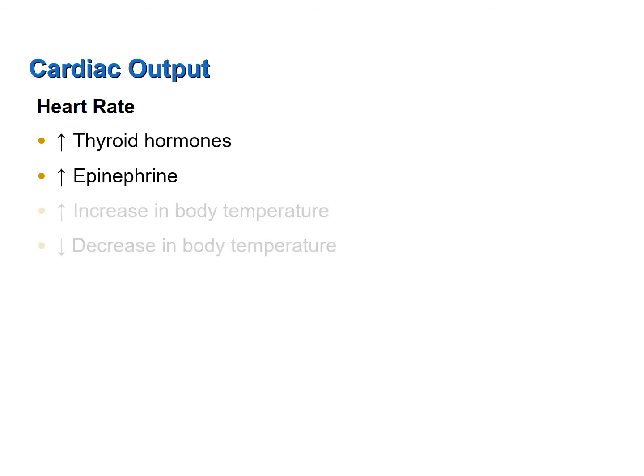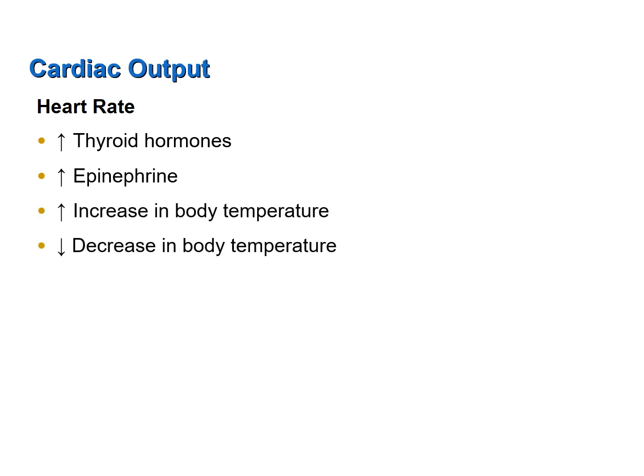Various substances in the blood can also affect heart rate. Thyroid hormones produced by the thyroid gland increase heart rate. Epinephrine also increases heart rate. Both increase the rate at which cardiac muscle cells of the SA and AV node fire and contract.